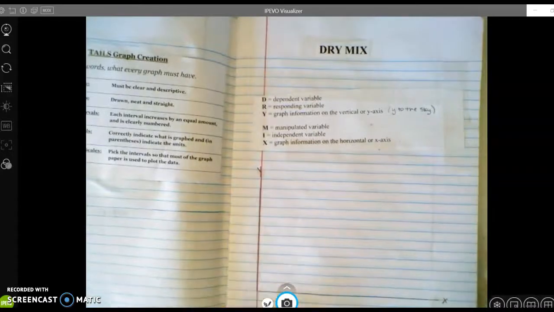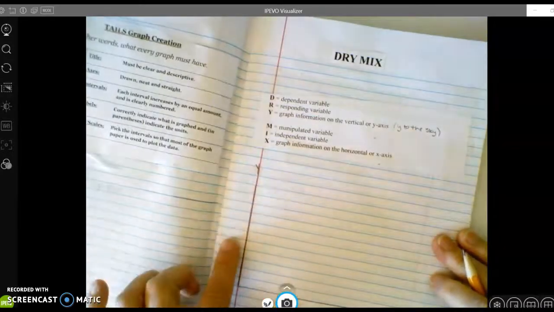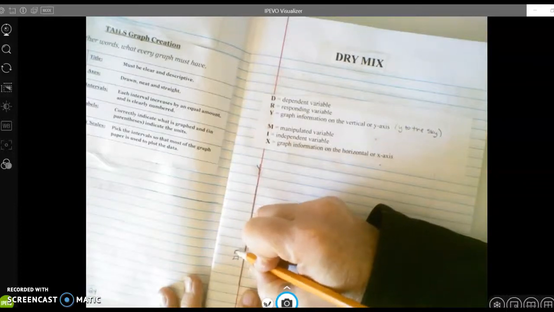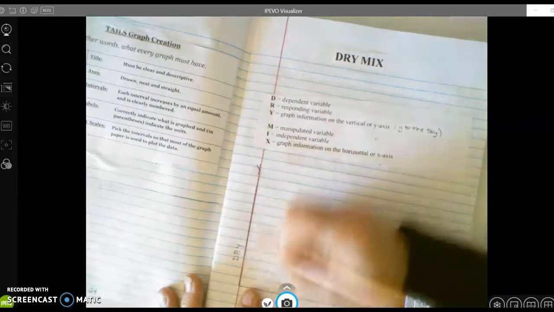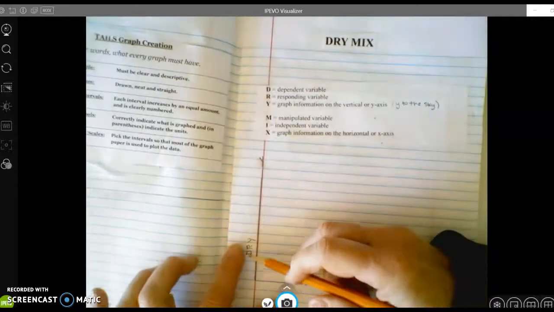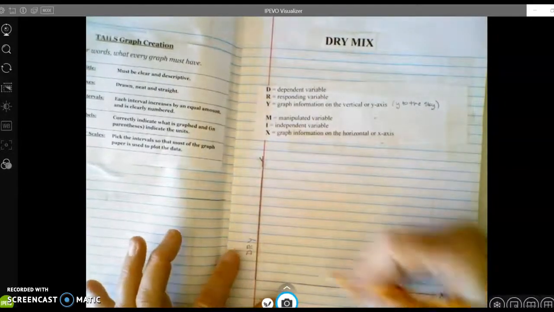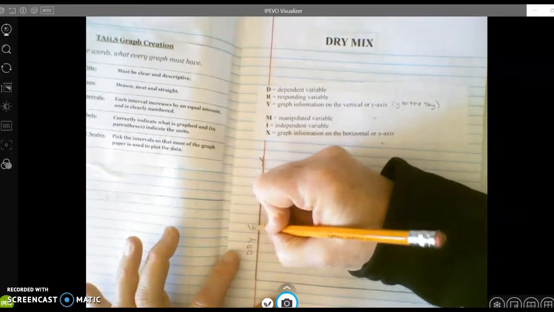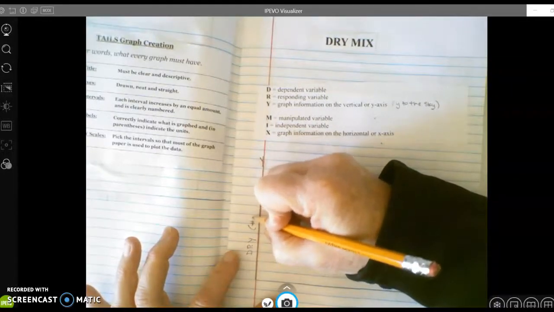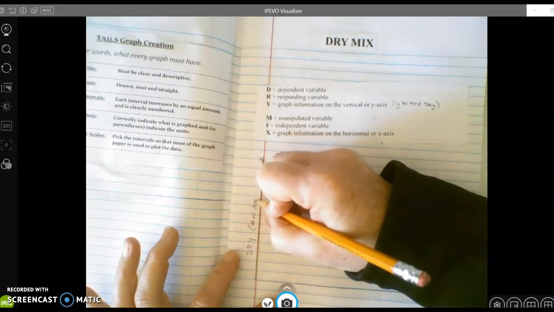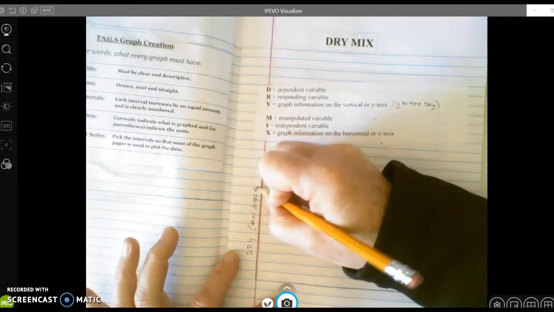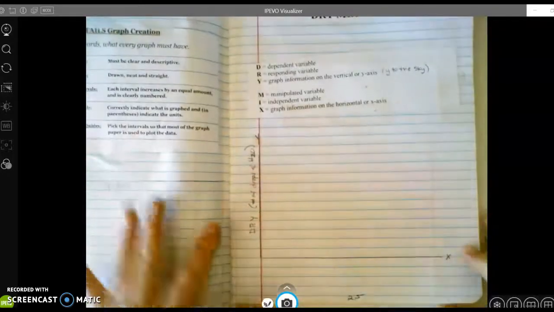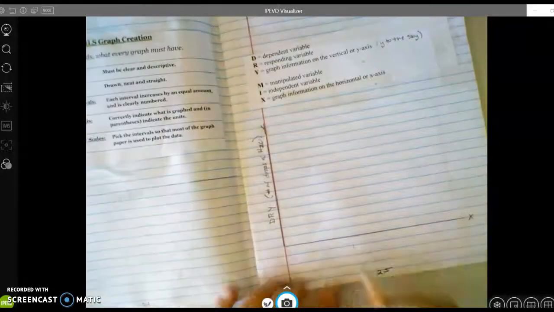So if this is our y-axis, this is the DRY, our dependent variable. It's the one that responds to the independent variable. It's along the y-axis. In our example with drops of water on a penny, this would be the number of drops of water, because that was our dependent variable. That's what we were measuring.